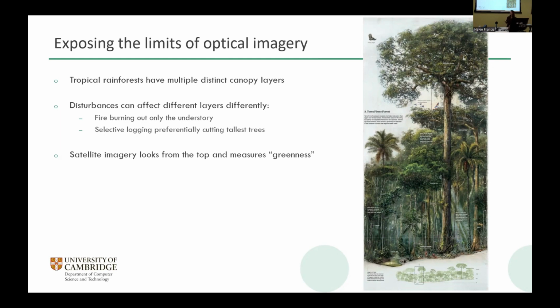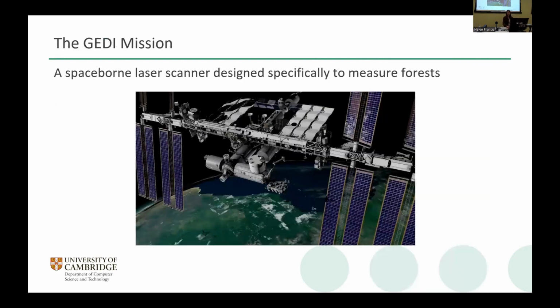In fact, we have a hard time using these optical satellites to answer seemingly simple questions like, how tall is that forest? Let alone much more complex questions like how much biomass or carbon is stored in the forest, or how has the understory been damaged through degradation? So right now, our best estimates of the carbon emissions from degradation range from 40% on the low side to 212% on the high side of the emissions from degradation. And these are our best estimates, so there's a huge amount of uncertainty here.